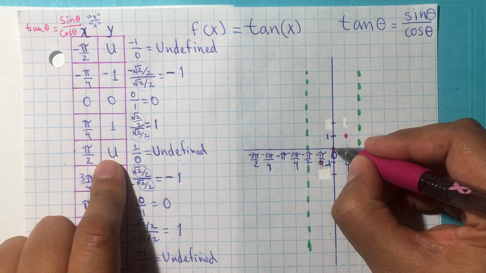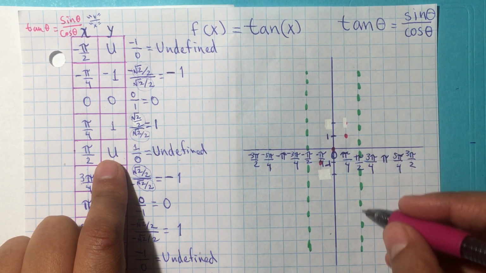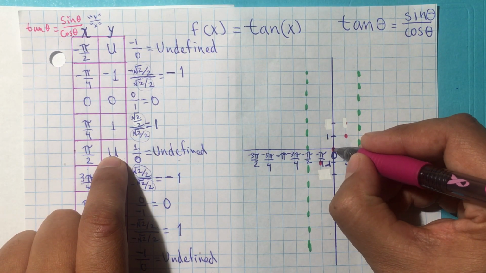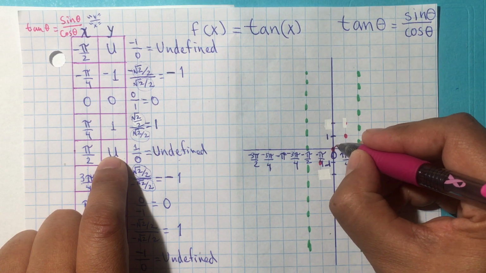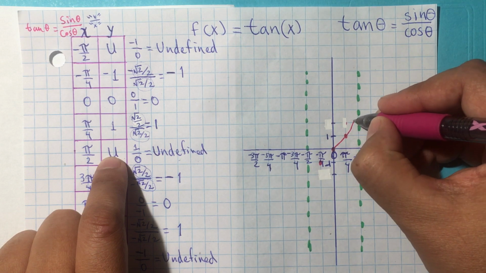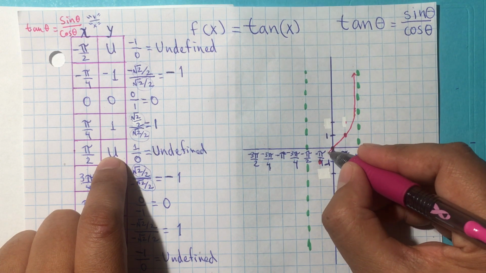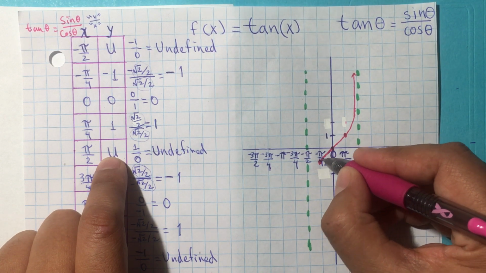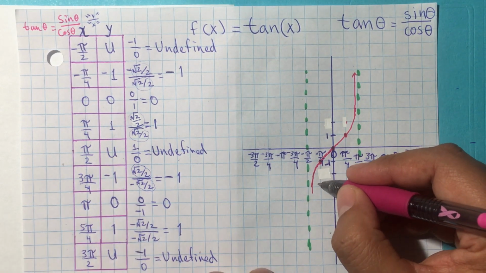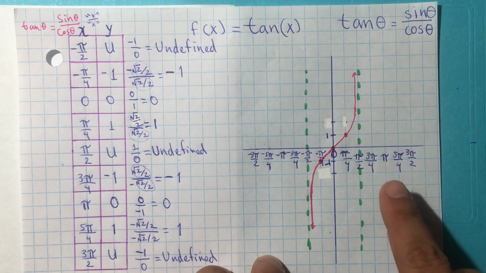So now when you have this, it means that my graph will not touch those vertical undefined lines. You're going to go something like this. It'll approach those vertical lines, but it will never touch them. And the same for the other side. Make sure that you take your time to create nice graphs for your teachers or professors. Okay, let's continue to graph.